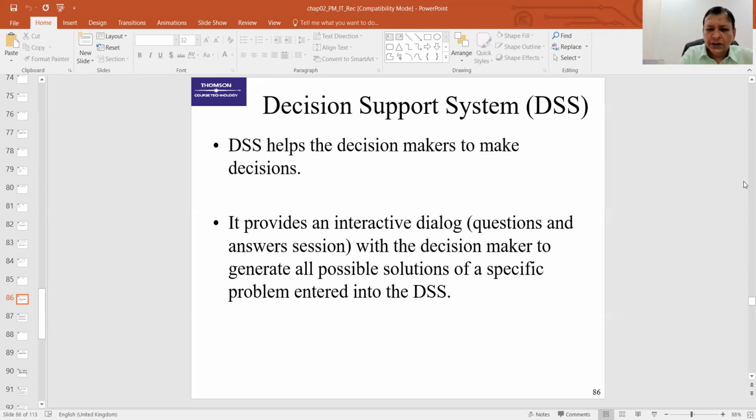So DSS is used by the decision maker to have alternative solutions, and the decision maker will select the solution. So the correctness of the solution is not affected by the decision support system. The correctness of the solution, which solution the decision maker will pick, is up to him. So it may go right, it may go wrong.